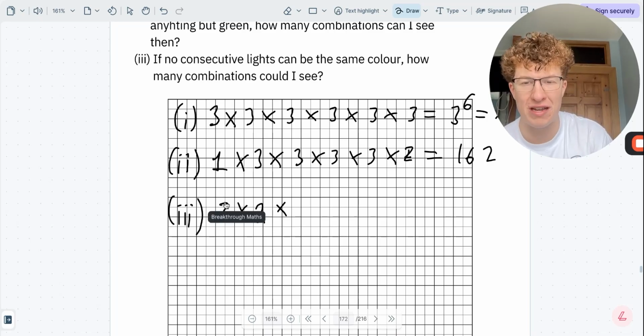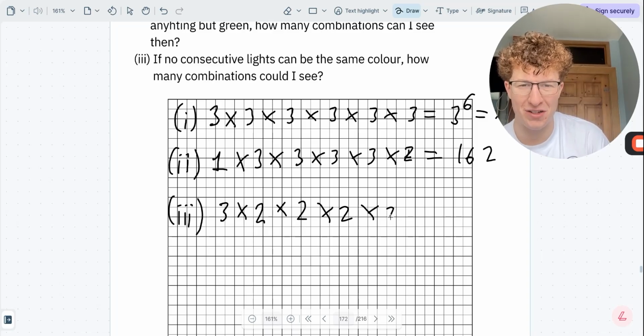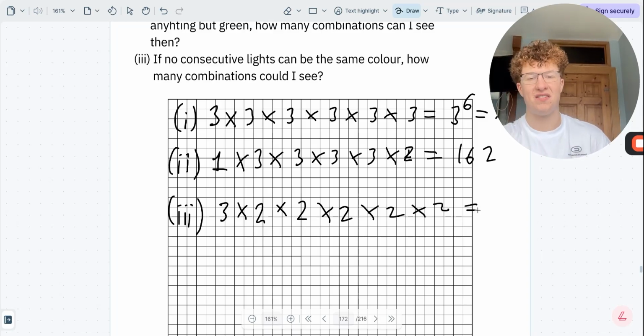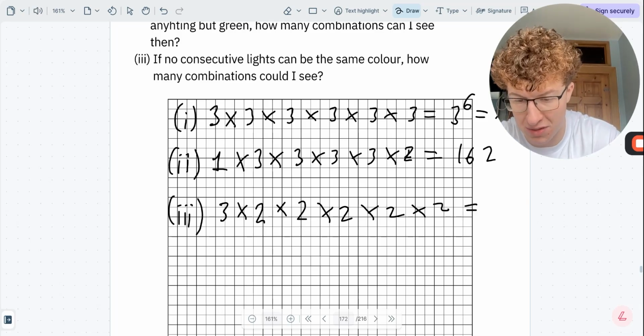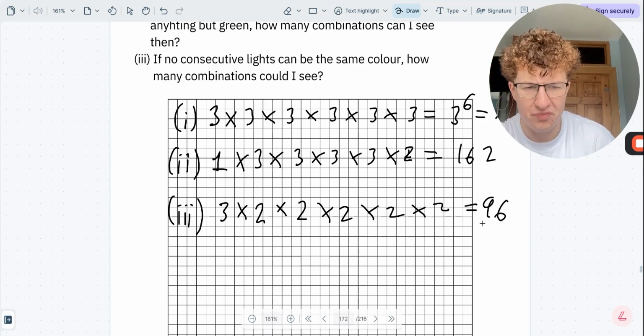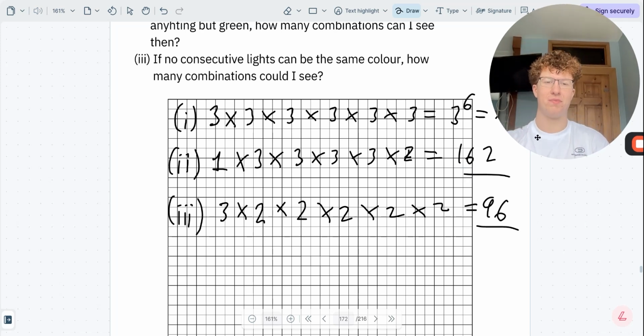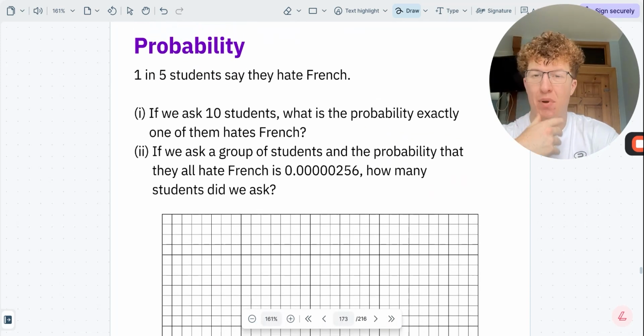So say it was green, then amber. This one could be green or red. So we're gonna have another 2, and then another 2, then another 2, and then another 2. So 1, 2, 3, 4, 5, 6. Perfect. So put that into the calculator. 2 times 2 times 2 times 2 times 2 times 3. That's 96. Boom. Done.